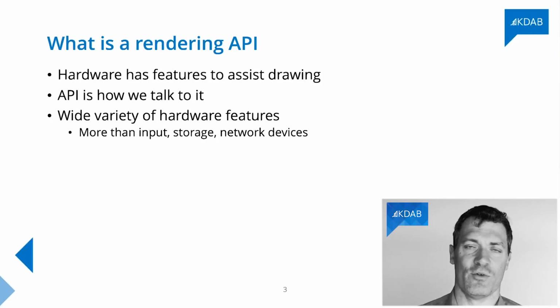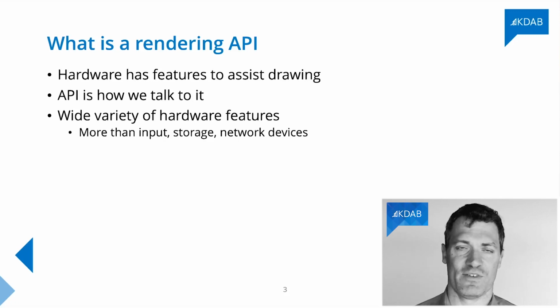Let's start by looking at the challenge we face when talking to graphics hardware, and therefore why we need rendering APIs to solve this problem. A rendering API, or graphics API, or hardware acceleration API, all these names have been used down the years, is some way to talk to specialized hardware which makes graphics rendering faster.